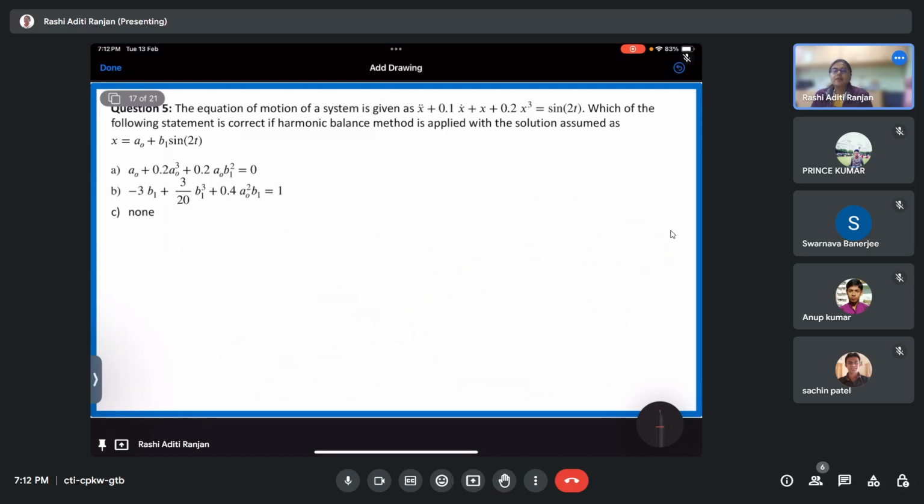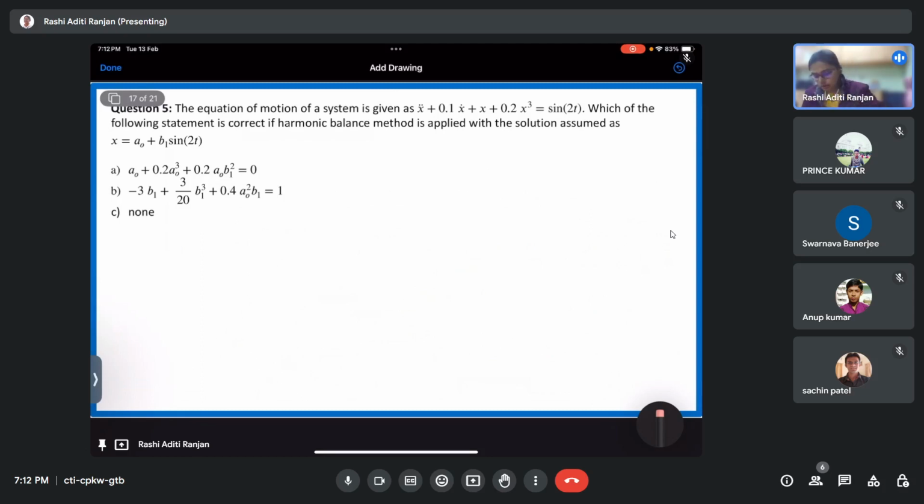Now, in the question I have x equals a naught plus b1 sine of 2t. So what do I have to do? I have to evaluate x double dot, x dot, and x cube in terms of this. And then I'm going to apply the harmonic balance method. I'm going to equate the coefficients of sine omega t and cos omega t on the right hand side and left hand side, and that is going to give me some expression. Let us see while solving up to which expression I have to go in order to get the expressions.